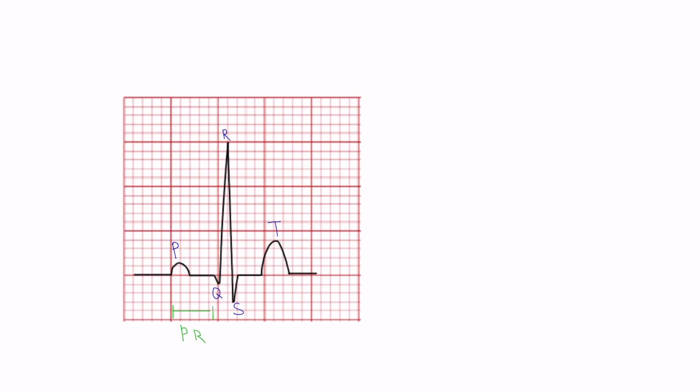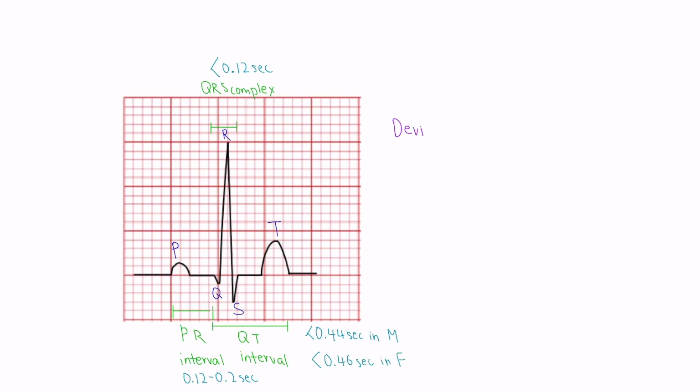The PR interval is the distance between the start of the P wave to the start of the Q wave, which is normally 0.12 to 0.2 seconds. The QRS complex, as previously discussed, is normally less than 0.12 seconds. The QT interval is the distance between the start of the QRS complex to the end of the T wave, which is normally less than 0.44 seconds in men and 0.46 seconds in females. Deviation indicates pathology, such as bundle branch block. To review what bundle branch block is, feel free to check out our previous video.